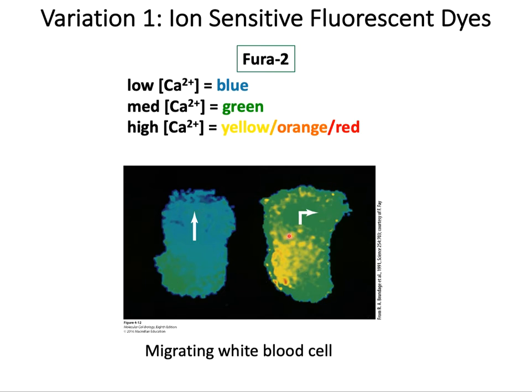When the cell gets a signal to change direction and move to the right, you can see that the calcium concentration has gone up, indicated by this yellow fluorescence. So the release of calcium into the cytoplasm plays a role in directing motile cells, which we will talk about later when we discuss the cytoskeleton and signal transduction and how calcium does that.